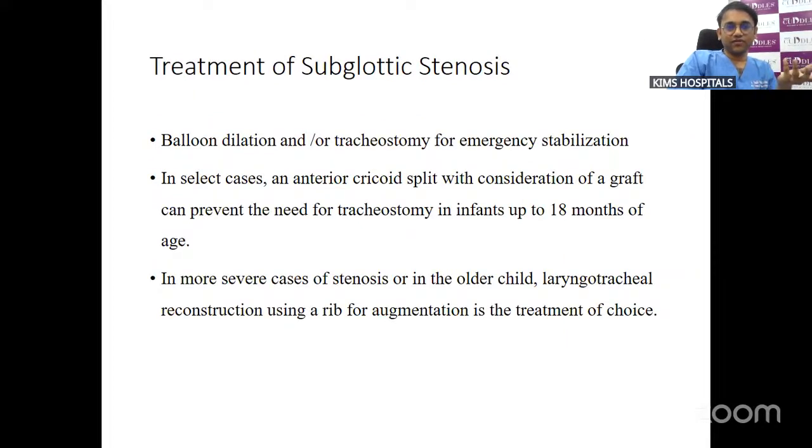For treatment, you can do balloon dilatation, or tracheostomy for emergency stabilization where there is significant airway obstruction. In selective cases where it is mild to moderate, we can go with an anterior cricoid split, with consideration of a graft, that can prevent tracheostomy up to 18 months of age.